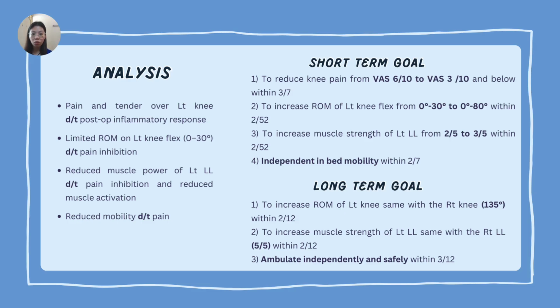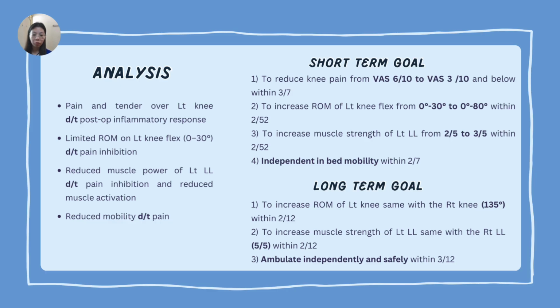For short-term goals, we want to reduce knee pain from pain score 6 to 3 out of 10 and below within 3 days, and increase ROM of left knee flexion from 0 to 30 degrees to 0 to 80 degrees within 2 weeks. To increase muscle strength of left lower limb from 2 over 5 to 3 over 5 within 2 weeks, and independent in bed mobility within 2 days. And last, ambulate with crutches under supervision within 5 days.